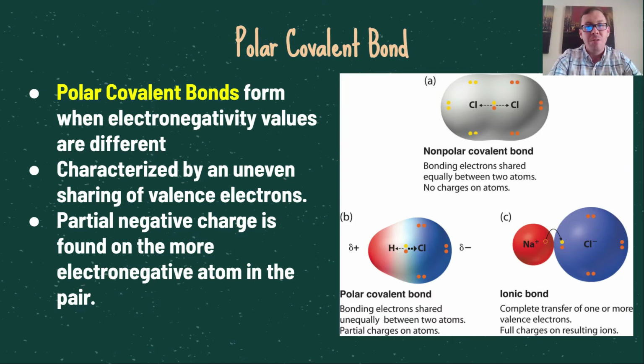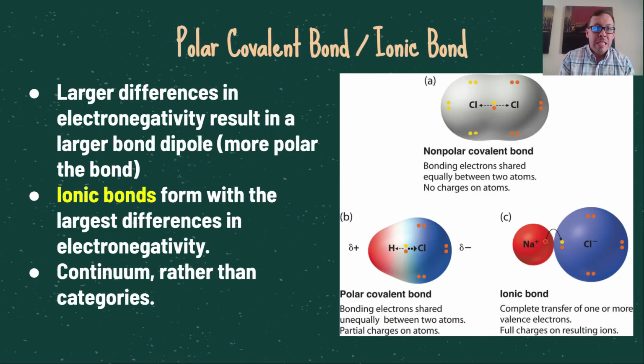But for now, just focus on polar covalent bonds being when we have two atoms where the electronegativity values are significantly different from one another. Now, larger differences in electronegativity result in a larger bond dipole. That is, it's going to be more polar. So if we have even larger electronegativity differences, there's not even going to be a sharing of electrons. Rather, it is going to be the taking of an electron. Ionic bonds form when they have the largest differences in electronegativity.